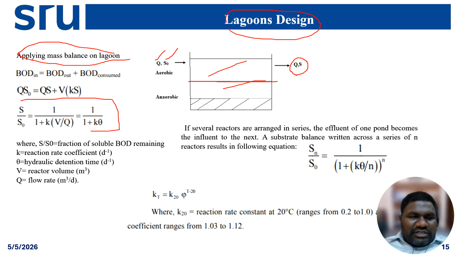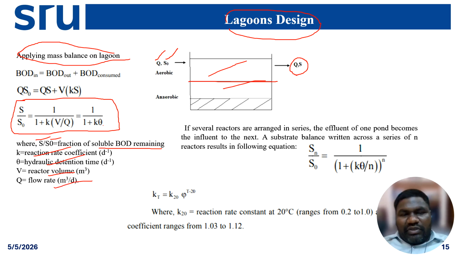S by S naught equals 1 by 1 plus k into V by Q, which equals 1 by 1 plus k into theta. Here S by S naught is the fraction of soluble BOD remaining. K is the reaction rate constant, day inverse. Theta is the hydraulic detention time. V is the reactor volume, substituted in meter cube, and the flow rate also in meter cube per day. So this is for a single reactor.